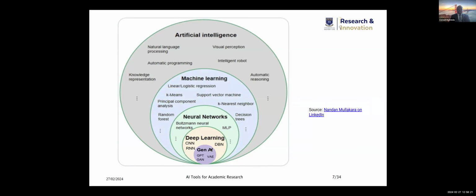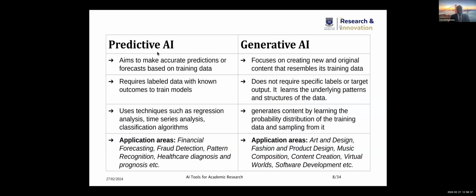And then it has made everything else that is not generative AI, which you call the traditional AI, to be defined by another name. So that name is what is now being known as predictive AI. So when you put predictive AI on one hand and generative AI on the other, you have these few distinctions or differences. The first is that predictive AI will aim to make accurate predictions or forecasts based on training data, while generative AI will focus on creation of new and original content that resembles its training data.